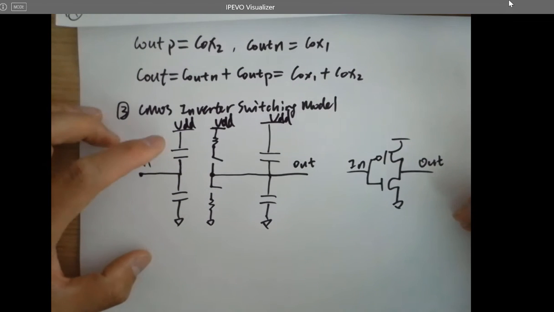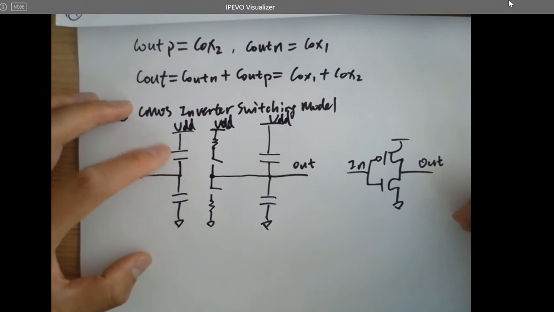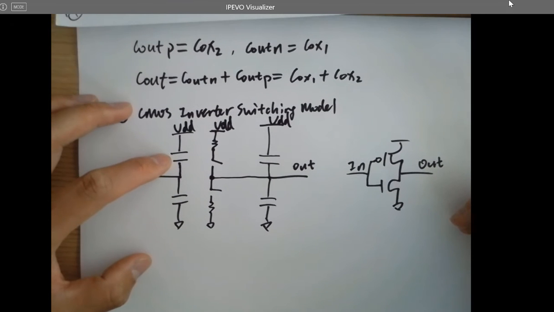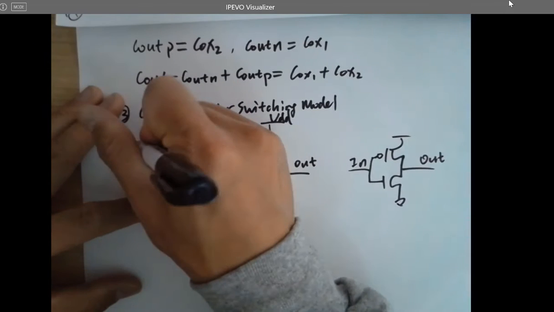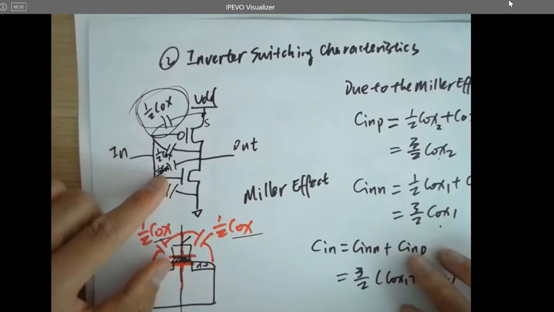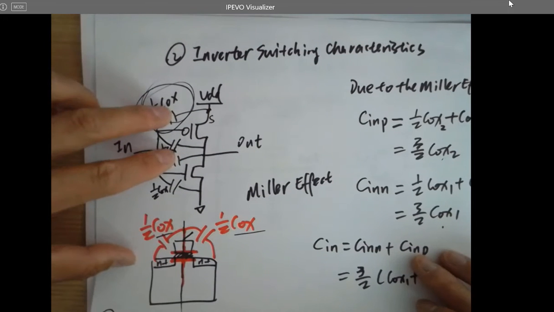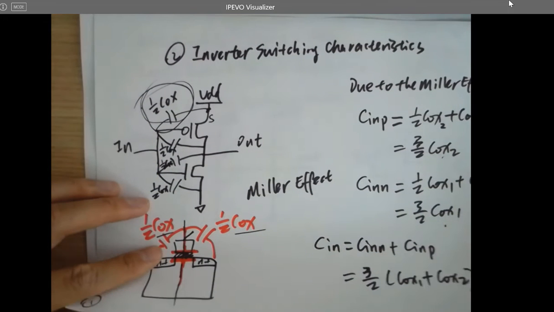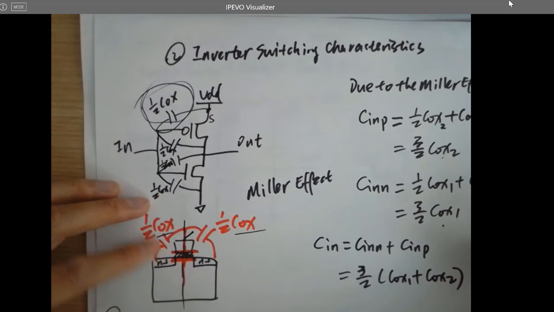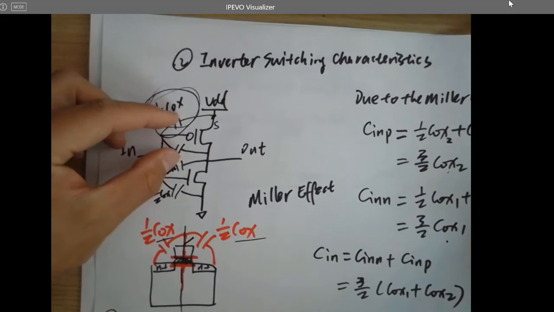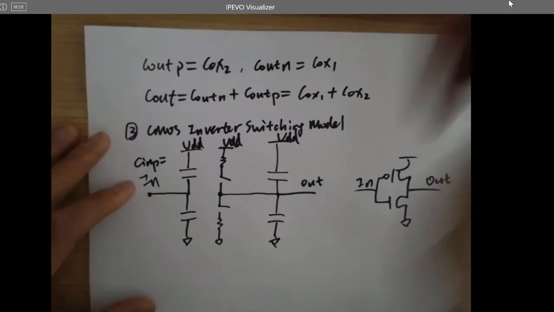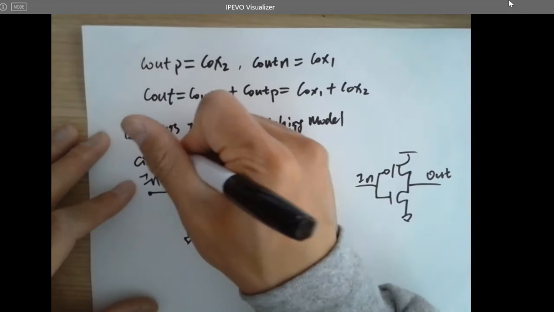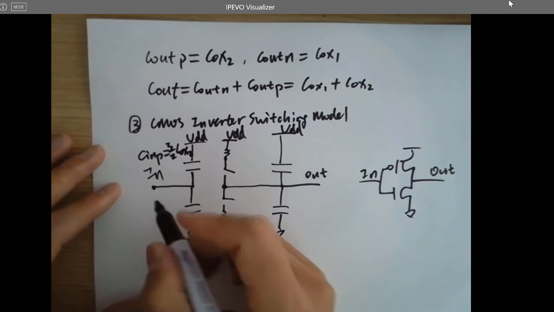What is this one? Is that Cin, part of Cin? And that's a PMOS, right? So that's CinP. CinP equals what? These two being added together. CinP, two capacitors. Yeah. So this is CinN.